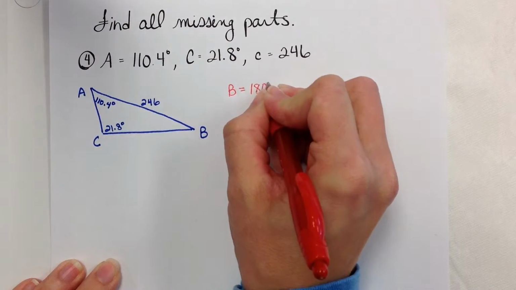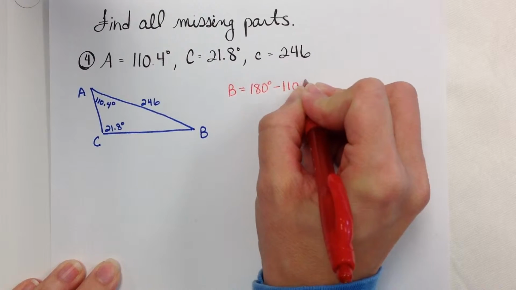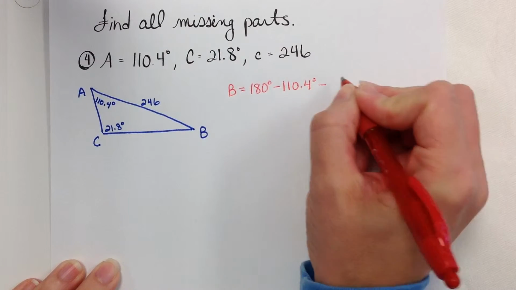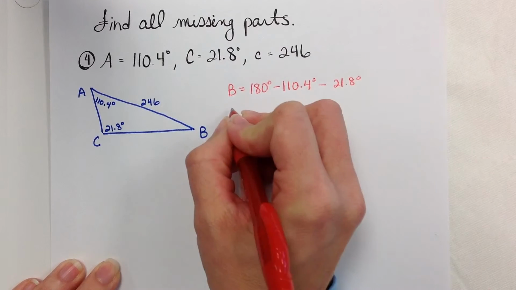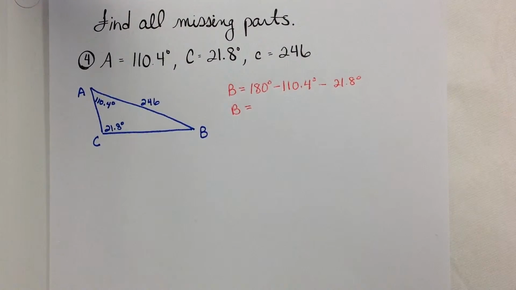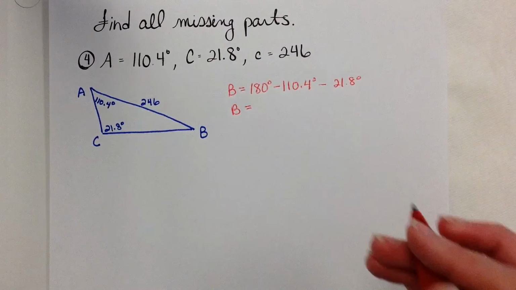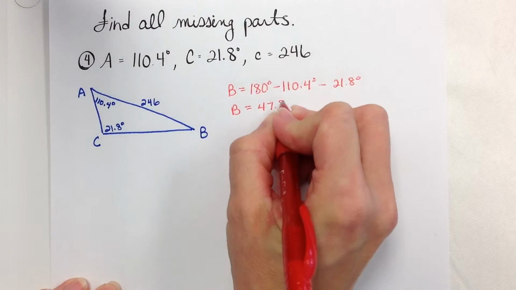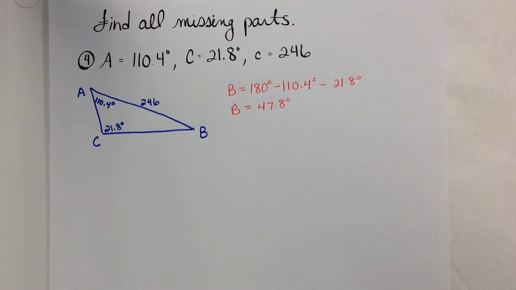So just like we had subtracted earlier, okay, so doing that subtraction there, we would have 47.8. Okay. All right, next, you've got side B and side A that you've got to find. It doesn't matter which one. Let's just say that we're going to find side A.